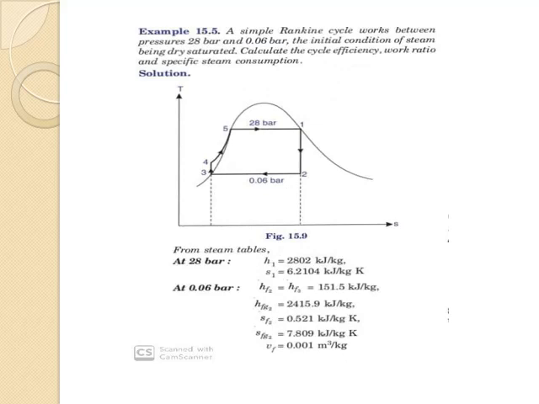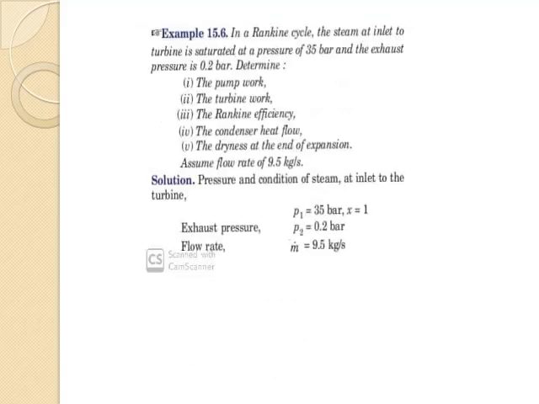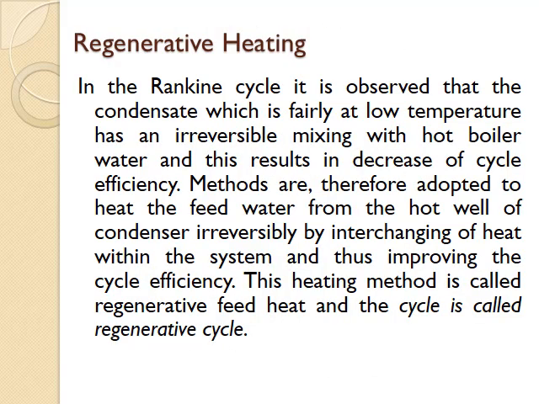And one more similar problem on the Rankine cycle, and the solution is given here. Go through it and let us discuss another important concept, which is regenerative heating. In the Rankine cycle, it is observed that the condensate, which is at fairly low temperature, has an irreversible mixing with hot boiler water, and this results in a decrease of cycle efficiency.